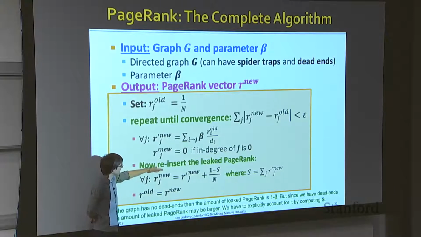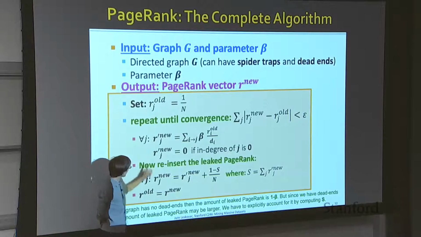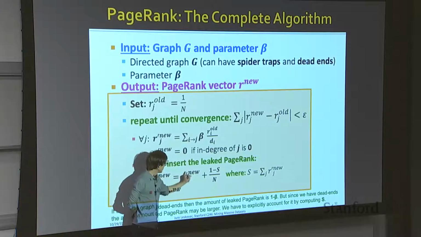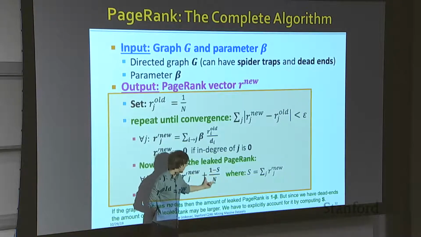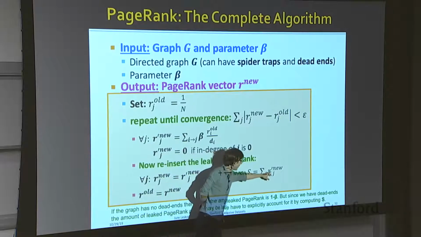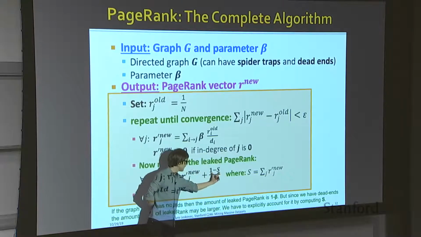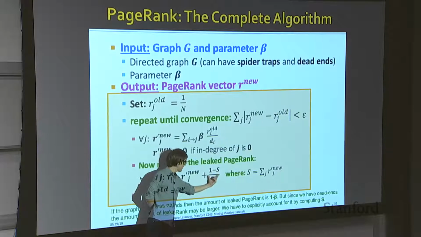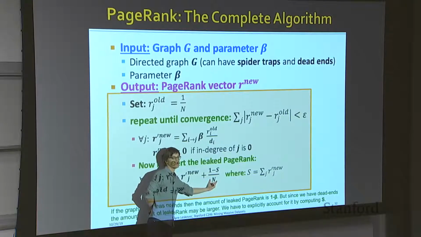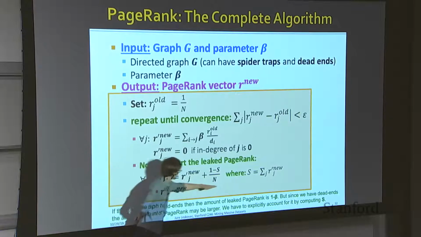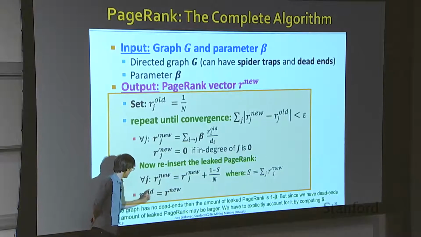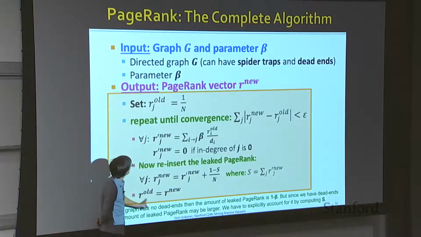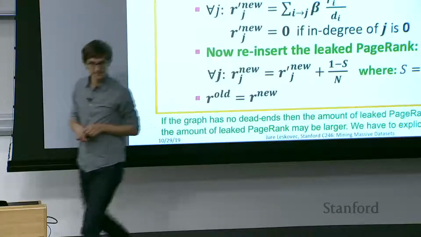Now, I have to reinsert the leaked PageRank. The way I do that is to ask what this R new dash sums up to, and whatever it does not sum up to, I add to every term. So S is the sum of the R dash new, and this is how much is missing to get to 1, and each node gets one share of that. This is inserting the leaked PageRank to get the new vector. And now the R old becomes R new, and I can go back here to redo it.